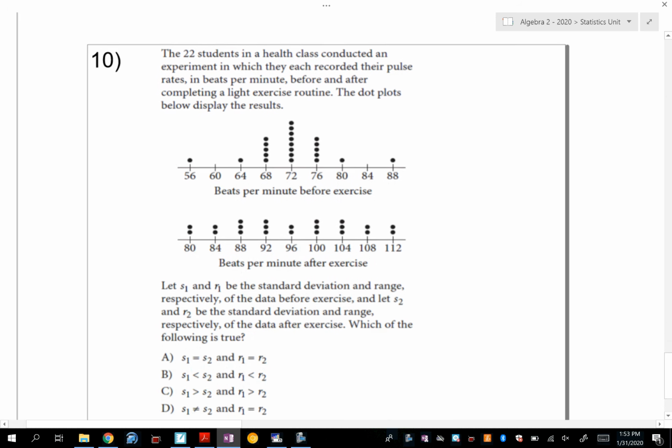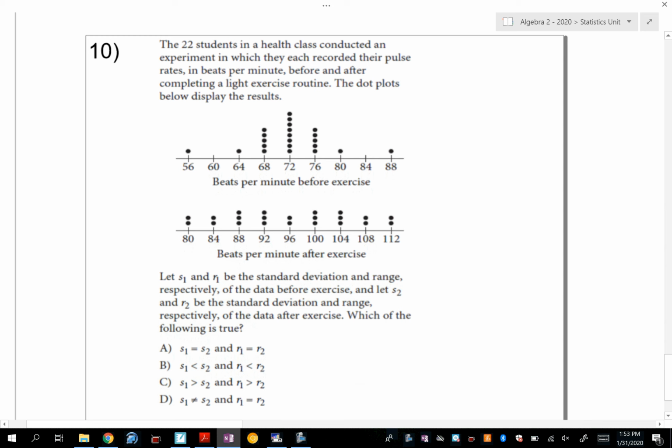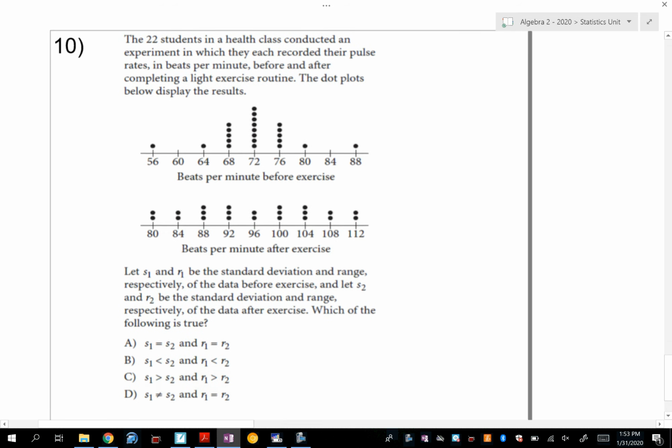Okay. The last one. Number 10. All right. And again, this would be up there, if not the hardest, one of the 3 hardest ones. I was hoping that you guys would all see that in these dot plots, the range is easy to calculate. That's the max minus the min.